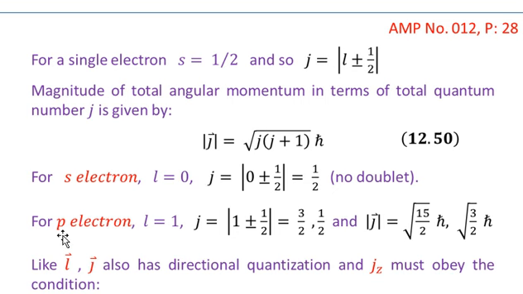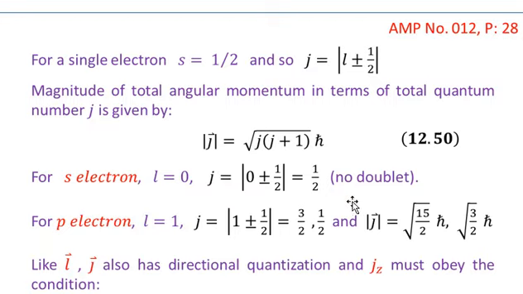Then for the p electron, the value of the orbital quantum number L is equal to 1. So substitute L is equal to 1 there. And if you carry out this mod, which is a mod of 1 plus minus half, you will get two values. When you add them, you have 3 half. When you subtract them, you have 1 half. So these are the two values. If you put the values of these two quantum numbers in equation number 50, you will get two values of the magnitude of the angular momentum, which are square root of 15 divided by 2 into h bar, and square root of 3 by 2 into h bar. So you see that you are getting two values for the two values of the quantum number J. So this is the case of doublet.